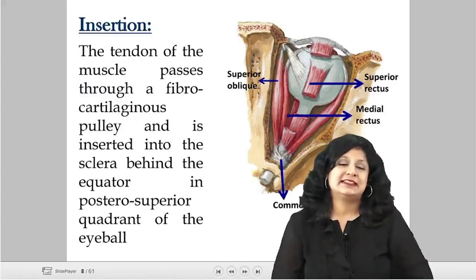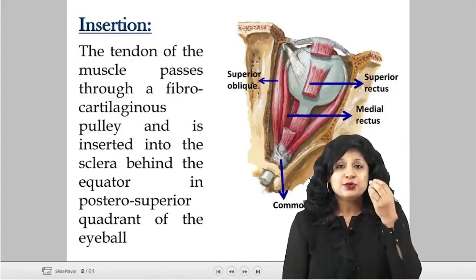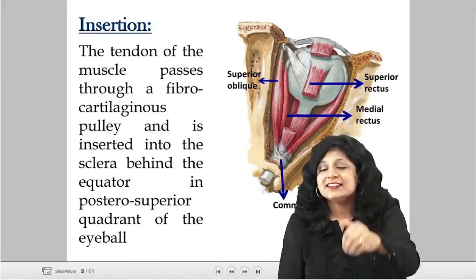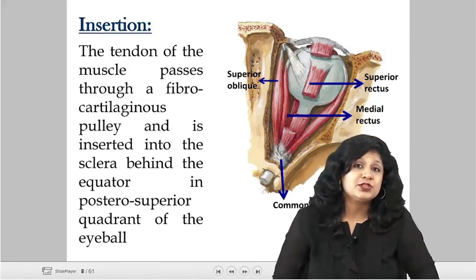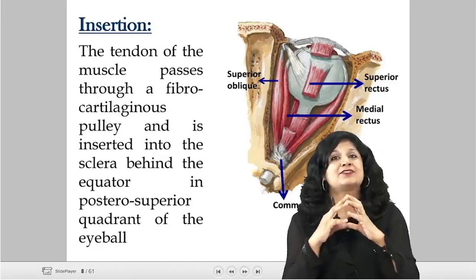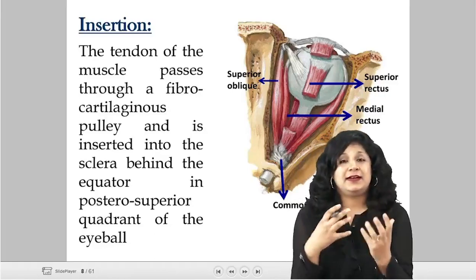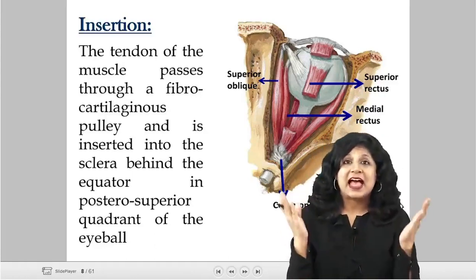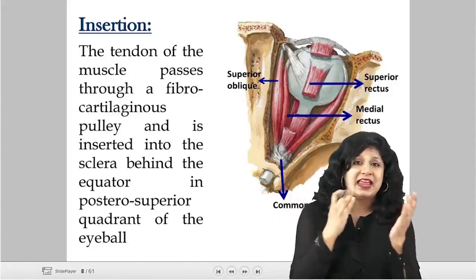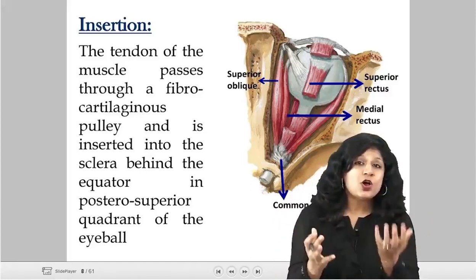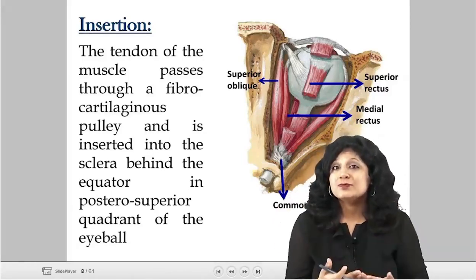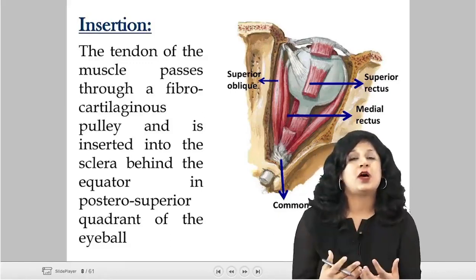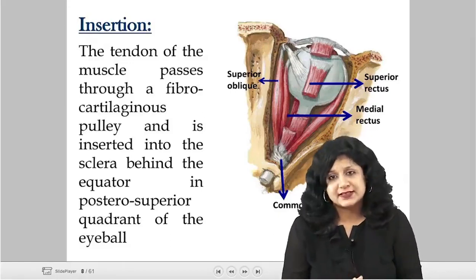Now coming to its insertion. Now this is very interesting. If you know how they take origin, how they go, and then how they insert, you will feel the beauty of nature, how they have managed to make the eye have so many movements beautifully. We can elevate, we can depress, we can adduct, we can abduct, we can intort, we can extort, we can do conjugate movements, we can do disconjugate movements because of the specific origin and insertion of the different muscles.